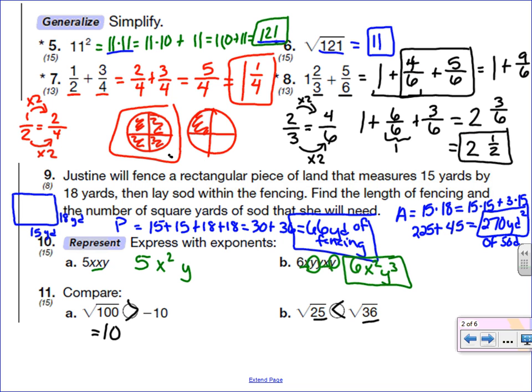But we could also go through and actually figure out that the square root of 25 asks the question, what number times itself equals 25? And that's 5 times 5 equals 25. So the square root of 25 is 5. And then we would say what number times itself equals 36. And 6 times 6 equals 36. So the square root of 36 is 6, and 6 is greater than 5.